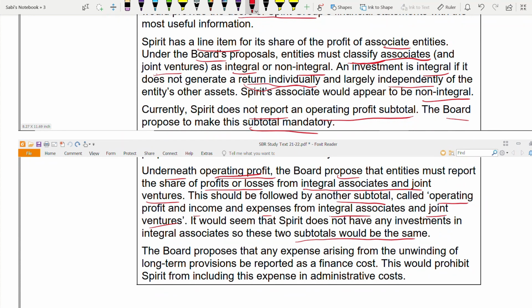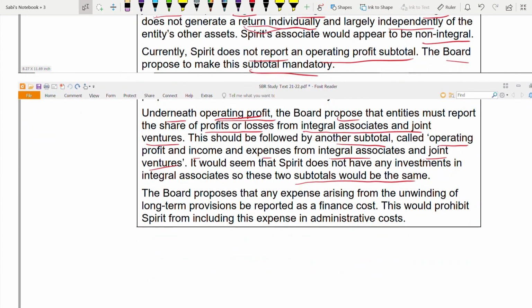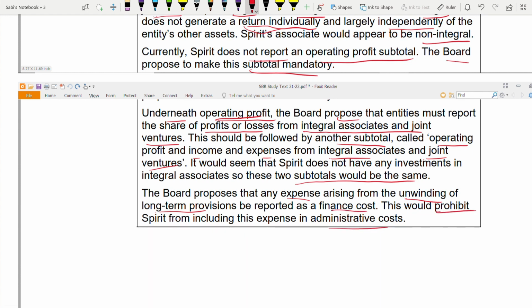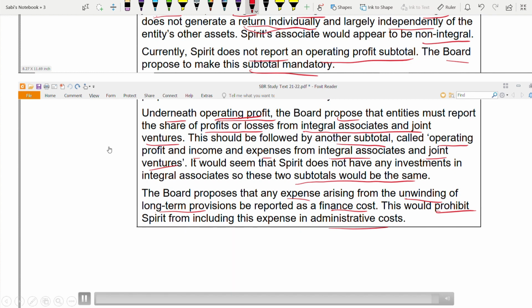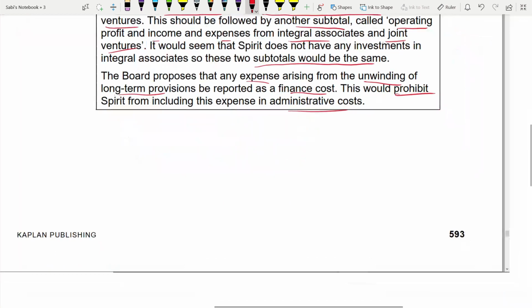Remember they have talked about something to do with provision. That also you have to explain in your answer. The last paragraph talks about that only. Any expenses that arise from unwinding of the long-term provision, where do you recognize it? Under finance cost. But here they have recorded it under administrative cost. So this has to be prohibited. If you go by nature, you have to prohibit this because you have to write it under finance rather than admin cost. So that's it.